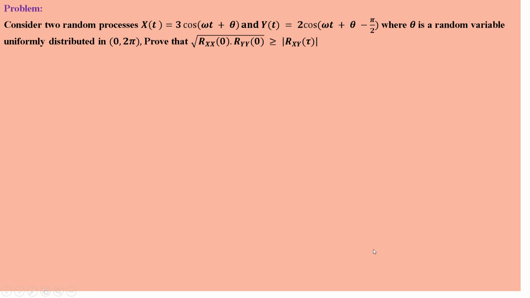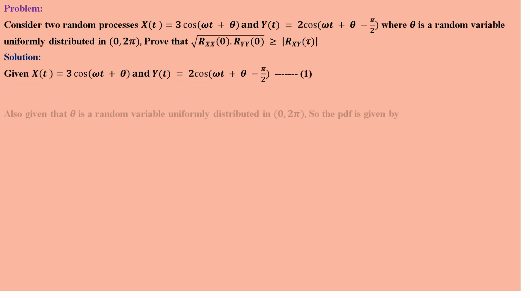Next problem. Consider two random processes x of t equal to 3 cos(ωt + θ) and y of t equal to 2 cos(ωt + θ − π/2), where θ is a random variable uniformly distributed in (0, 2π). Prove that the square root of R_xx(0) R_yy(0) is greater than or equal to |R_xy(τ)|.